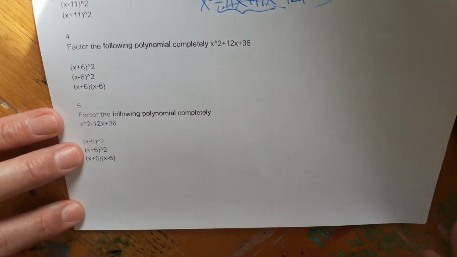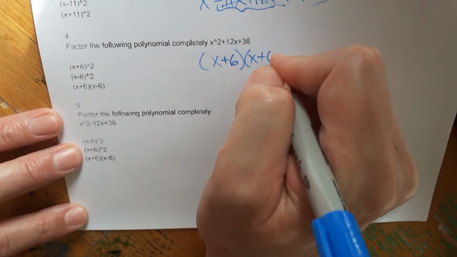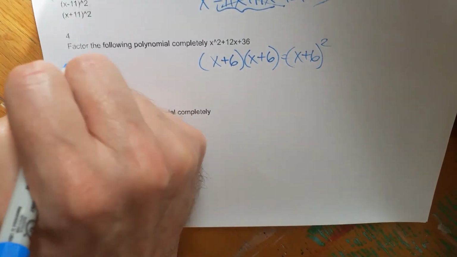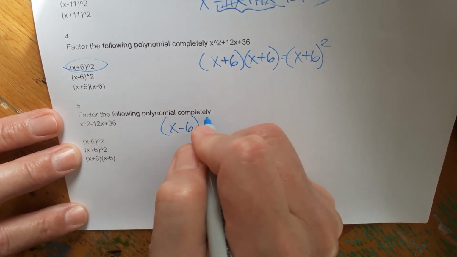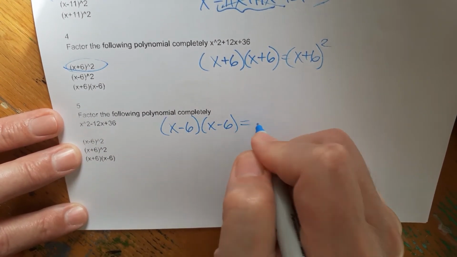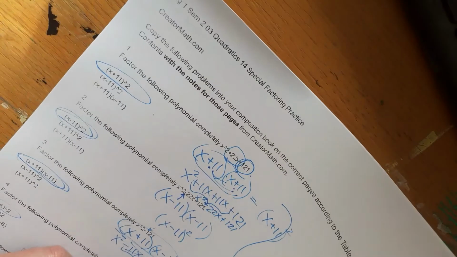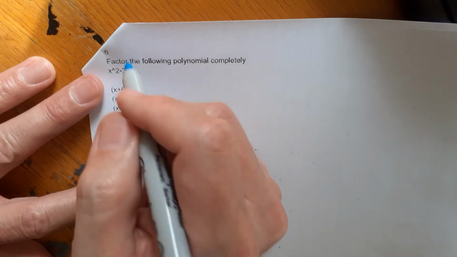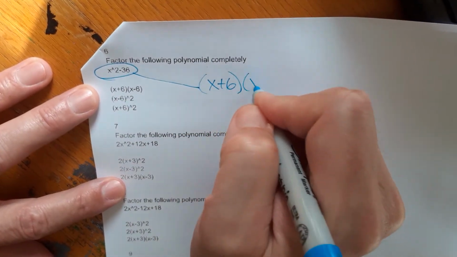I bet they do. So I'm going to go straight for x plus 6 times x plus 6, which equals x plus 6 squared, for the same reason we just went through. I'm going to jump straight to here, and I'm going to do x minus 6 times x minus 6, which equals x minus 6 squared here. And let's just look at the third right away, because I know what they're going to do. They're now going to give us one with the middle term missing, so it's going to be an x plus 6 times an x minus 6.